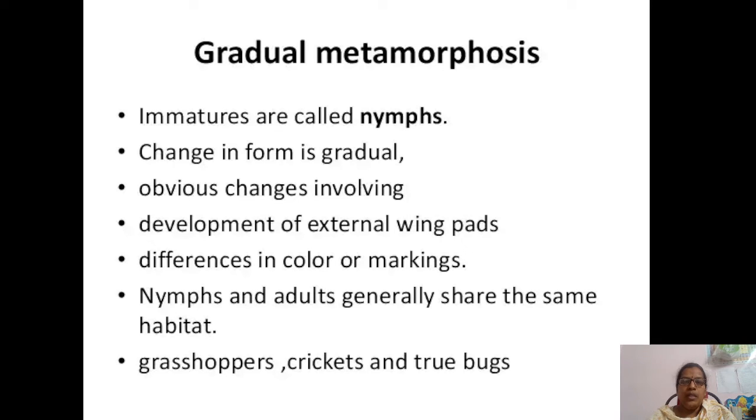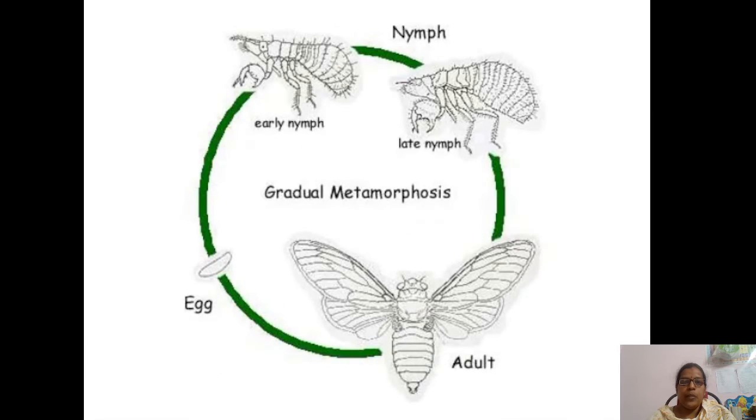There will be changes in some of the structures in the adults. Differences in colors or markings can also be observed. Immatures will be one color, whereas the adults will be other colors. Nymphs and adults generally share the same habitat. Both of them live at the same places. Examples for this are grasshoppers, crickets, and true bugs.